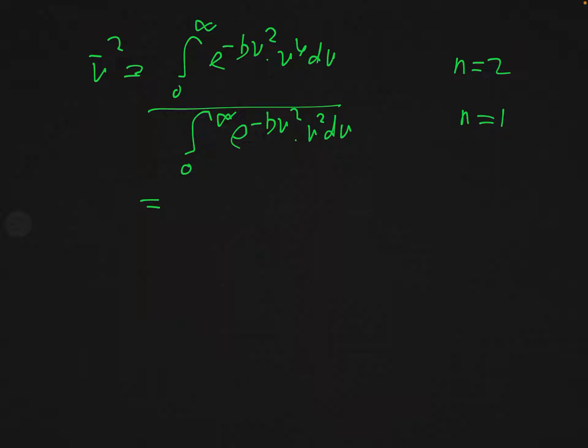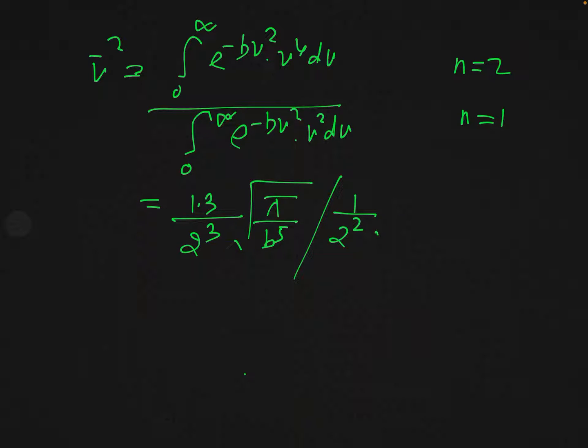So using the standard formula for Gaussian integral, here you can see that the value of the integral in the numerator is 1 into 3 over 2 cube, square root of pi divided by b to the power 5, and divided by the value of the integral in the denominator, which you have just seen, this is 1 over 2 square times root over pi divided by b cube. You have just seen it.